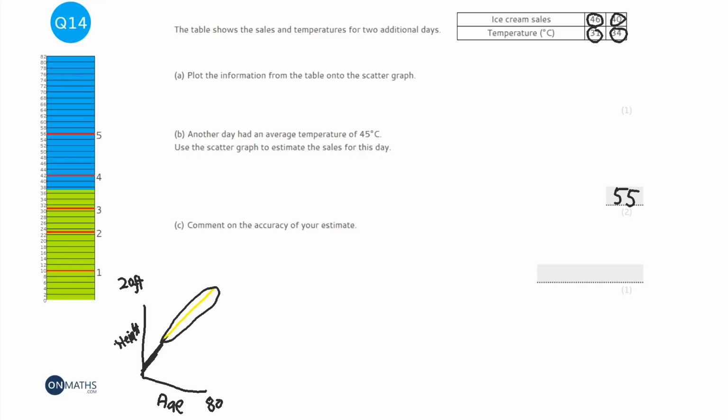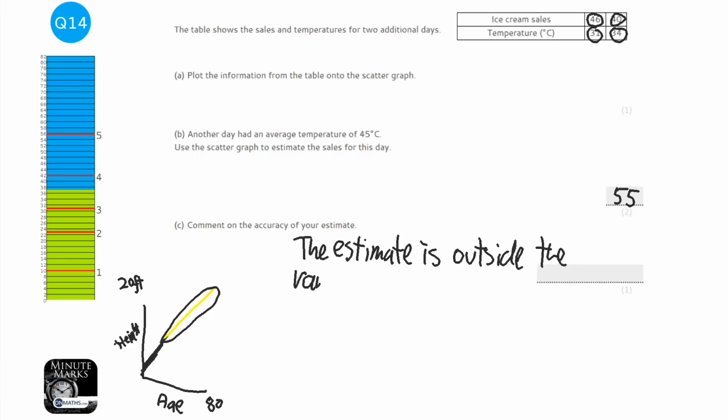So if you just say that the estimate is outside the range of the data, and if you want to really impress the examiner, then you can use the word extrapolated. It's been extrapolated.